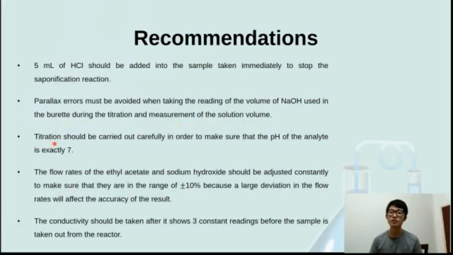Third, titration should be carried out carefully in order to make sure that the pH of the analyte is exactly 7. Fourth, the flow rates of the ethyl acetate and sodium hydroxide should be adjusted constantly to make sure that they are in the range of plus minus 10%, because a large deviation in the flow rate will affect the accuracy of the result. Lastly, the conductivity should be taken after it shows 3 constant readings before the sample is taken out from the detector.